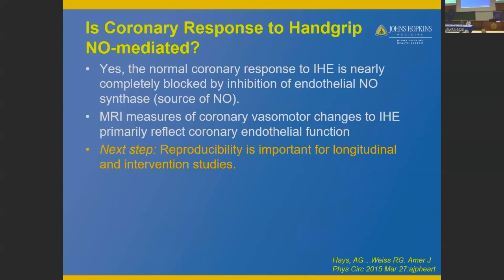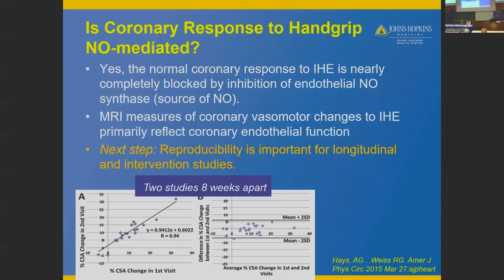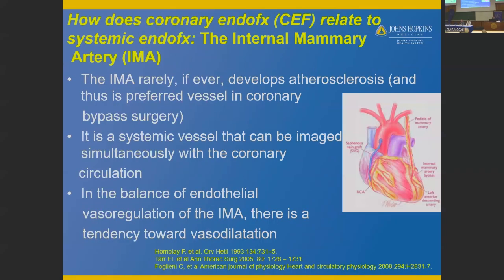One of the next steps for our research group was to determine reproducibility. We had already determined reproducibility for intra- and inter-observer, but we also wanted to prove reproducibility over time. So we had patients come back 8 weeks apart, and we looked at percent CSA, coronary cross-sectional area, in response to hand grip, and showed it was reproducible over an intermediate term of 8 weeks.